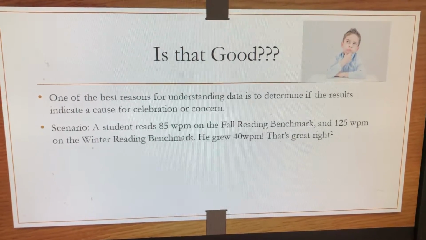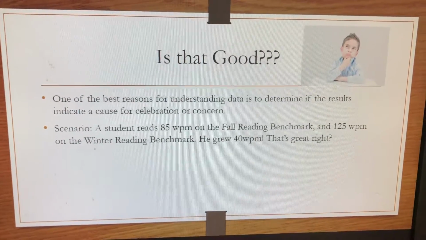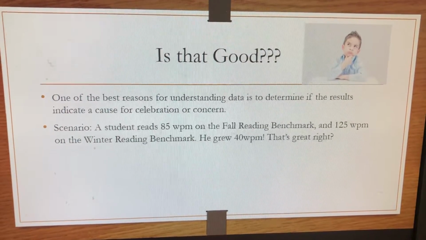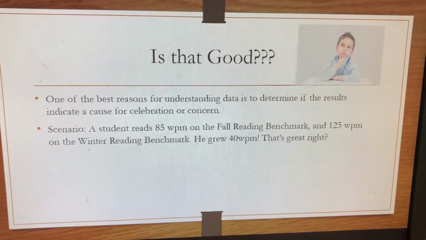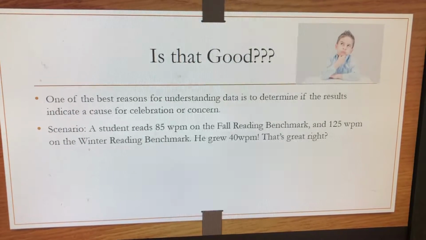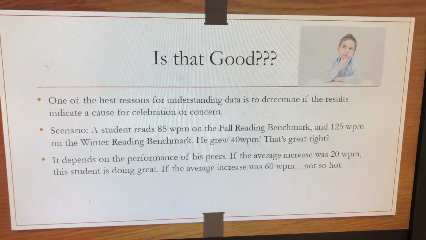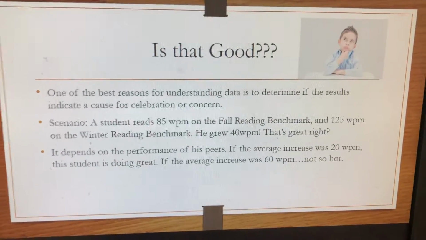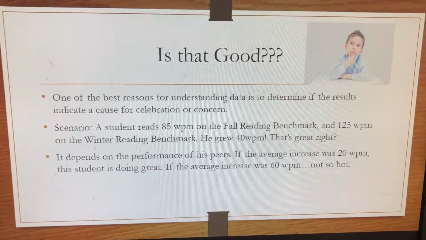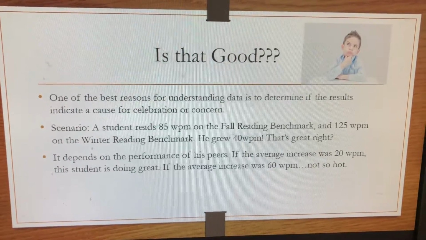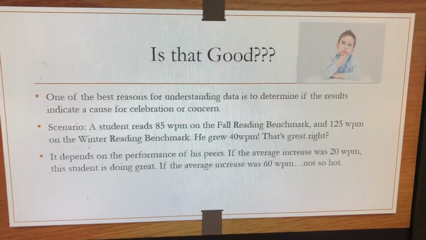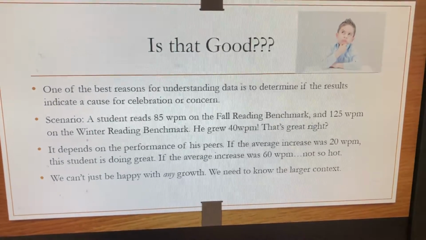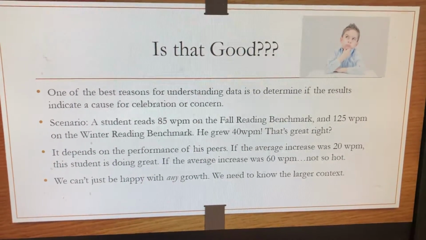So take a scenario. Let's say a student reads 85 words per minute on the fall reading benchmark, and then 125 words per minute on the winter reading benchmark. He grew 40 words per minute. That's great, right? I mean, he grew. It depends on the performance of his peers. Think of it this way. If the average increase is 20 words per minute, then this student is doing really well. He did well, better than the average increase. If the average increase is 60 words per minute, not so hot. We can't be happy with just any growth. We need to know the larger context.